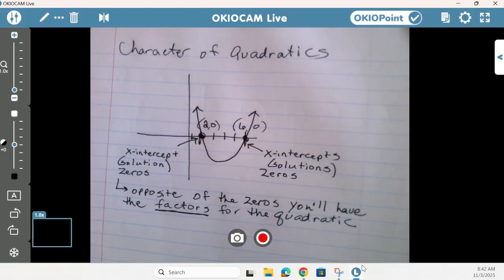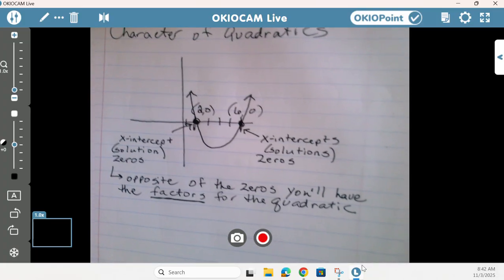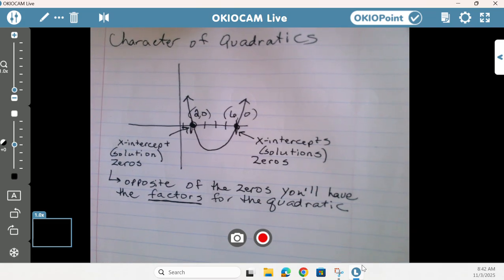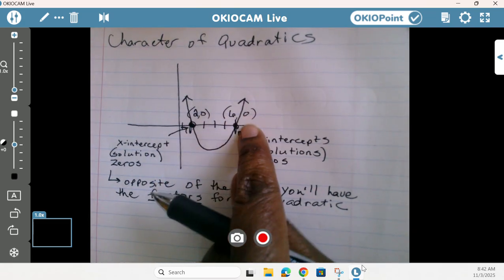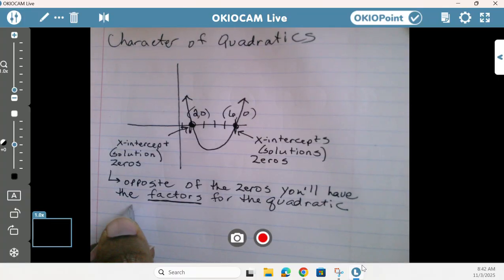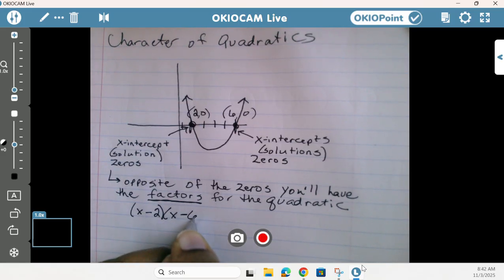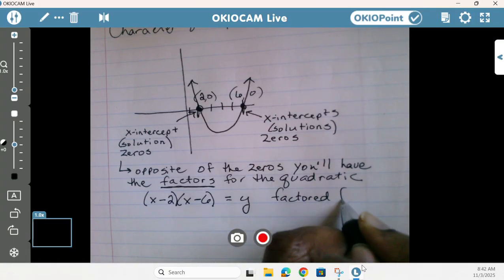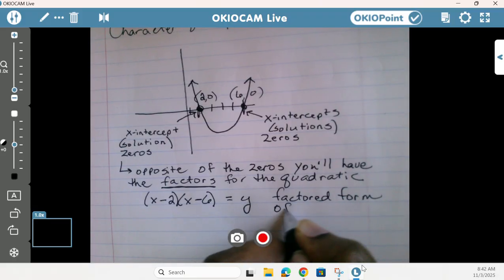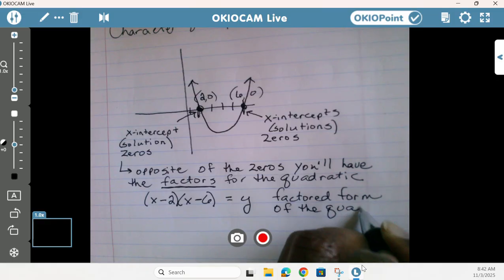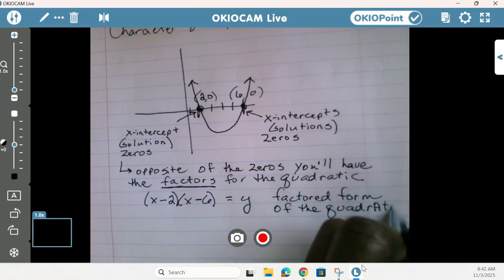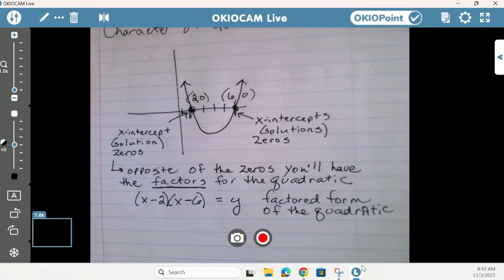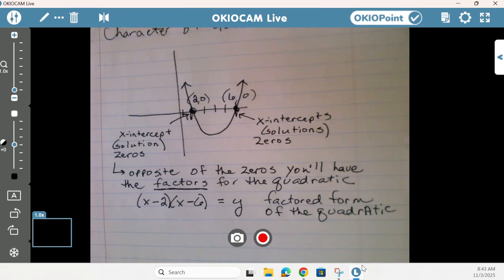You may want to be writing this down. Good note taking, study skills, healthy habits. Alright, if these are the zeros, then the factors are going to be (x - 2)(x - 6). And that is the factored form of the quadratic. That is from last week.